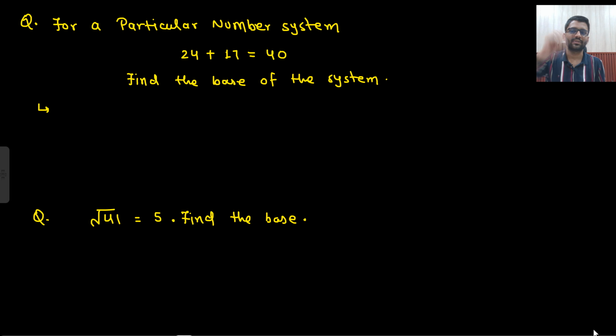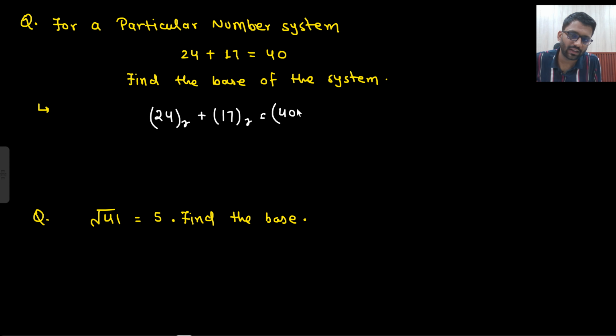Let's solve some problems. So for a particular number system, 24 plus 17 is equals to 40. Find the base of the system. 24 plus 17, what is that? 24 plus 17 is 41. But here they are saying that it is 40. That means something is different. What they mean to say is that 24 in base r plus 17 in base r would be equals to 40 in some base r.